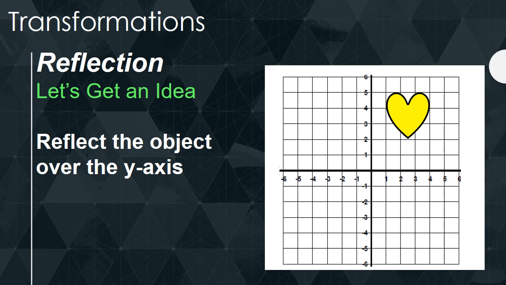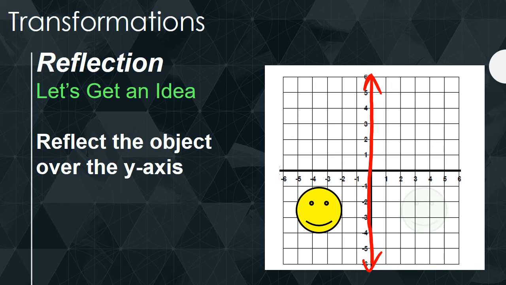So let's reflect our heart across the y-axis now. So we're talking about our vertical axis. If we reflect it, you can see the animation gives us this distance of just 1 unit away from the y-axis. And you got the idea, we're using the y-axis. And if we do our mirror of our smiley face, you can see that they are the same distance away from the y-axis.